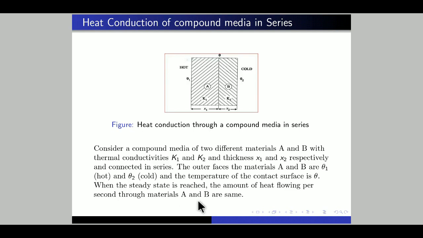The temperature of the contact surface here, this is the contact surface of both materials A and B, different materials. When the steady state temperature is reached, the amount of heat flowing per second through materials A and B are the same. Suppose you ask the question, what is a steady state?